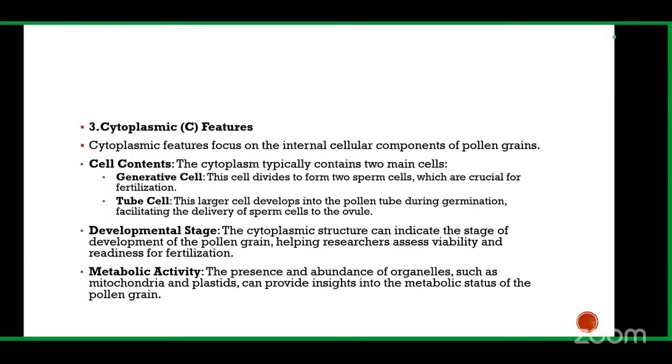Next is the metabolic activity. So the presence and abundance of organelles such as mitochondria. We know that mitochondria is the powerhouse of energy. Then plastids. So this provides an insight. This gives us an idea about the metabolic status of the pollen grain.